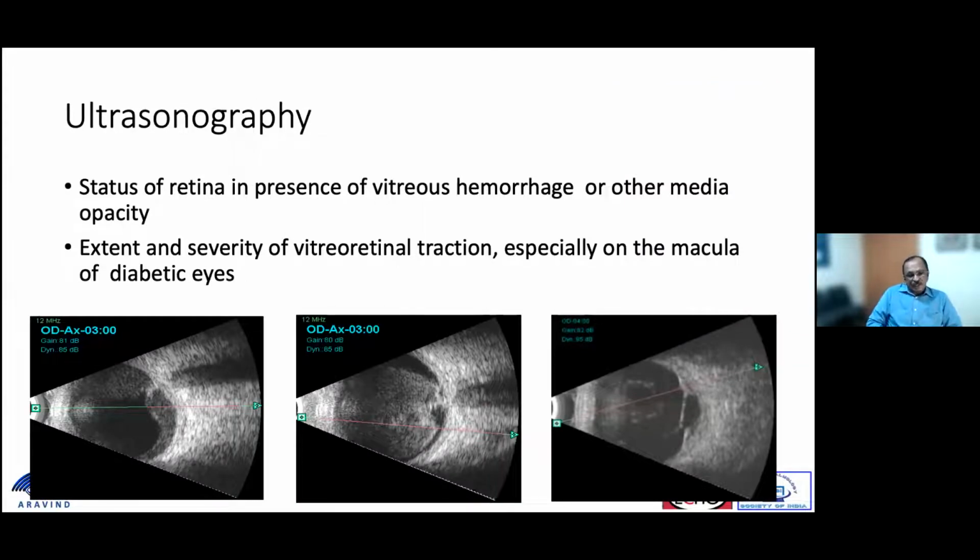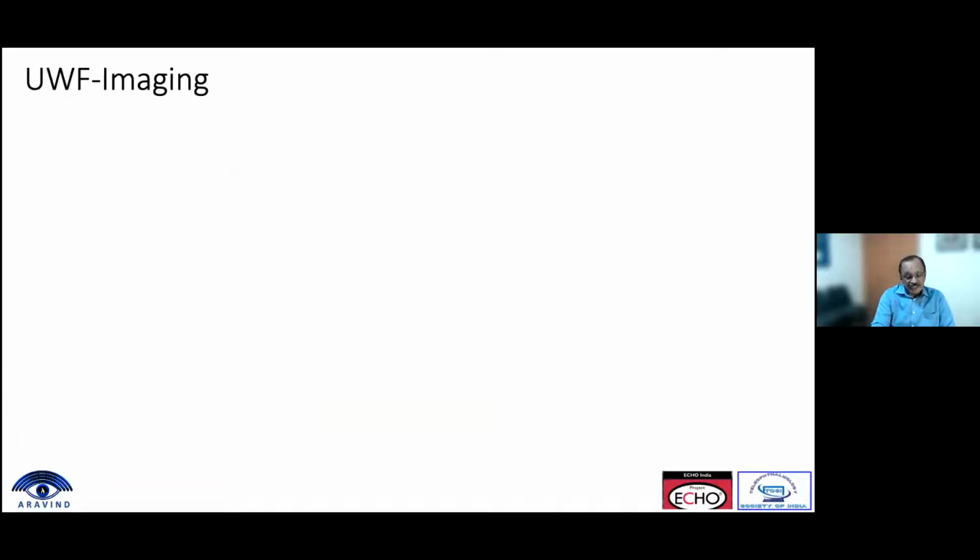Ultrasonography is another very important investigation that is done, especially in patients who are presenting with vitreous hemorrhage, where the media is not clear to visualize the retina, where you need to identify the extent and the severity of the vitreoretinal traction, especially if it is present in the macular area.